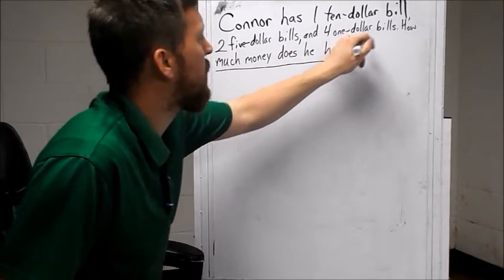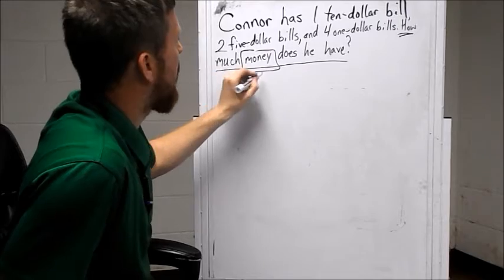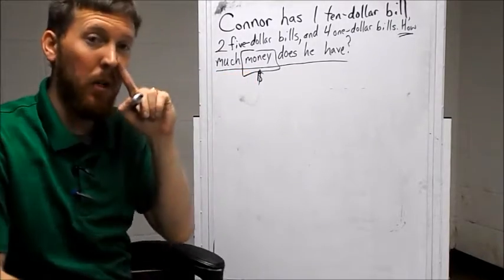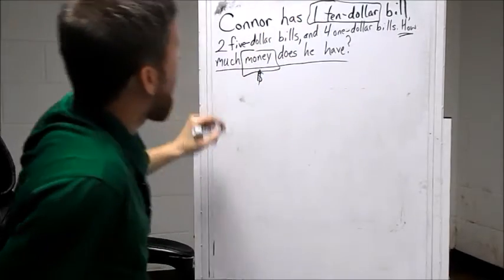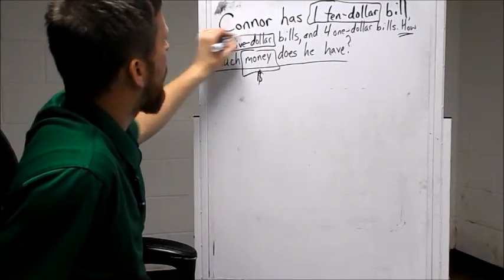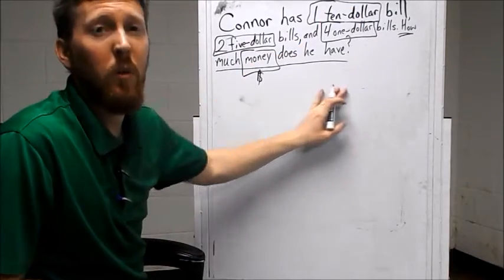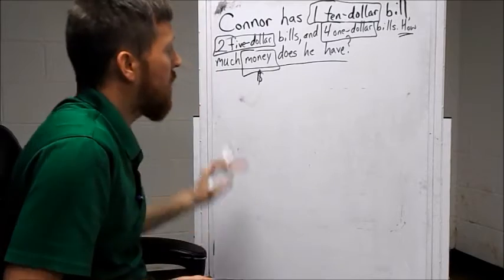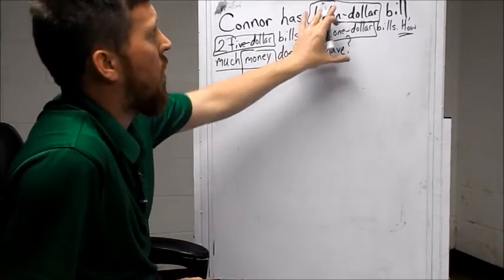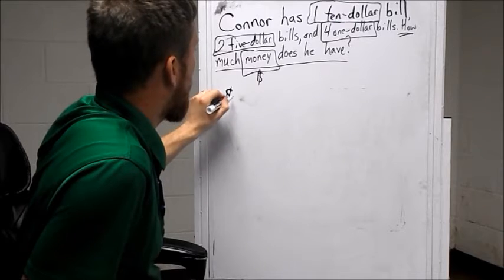The question asks how much money does he have. I'm talking money, but more specifically I'm talking bills, so that means I'm going to make a dollar sign. We have 1 $10 bill, 2 $5 bills, and 4 $1 bills. I'm actually going to write this problem out horizontally just because I want to see all the bills that I have. So I have a bill that is worth $10.